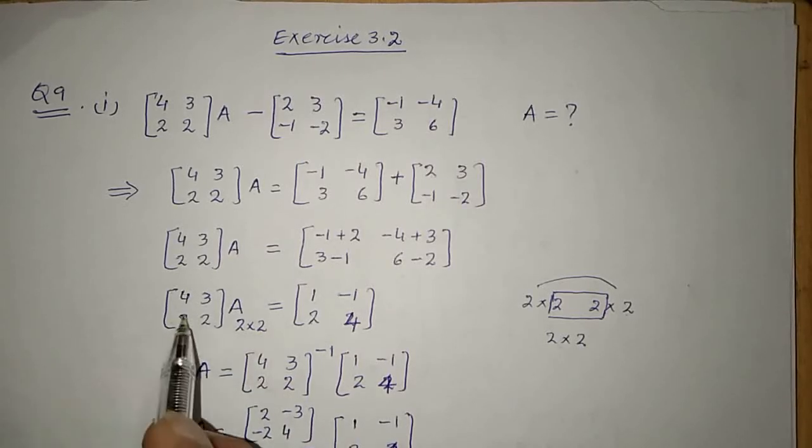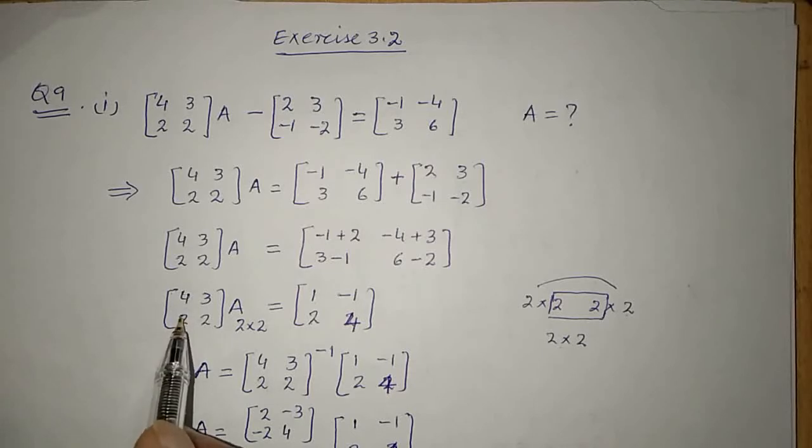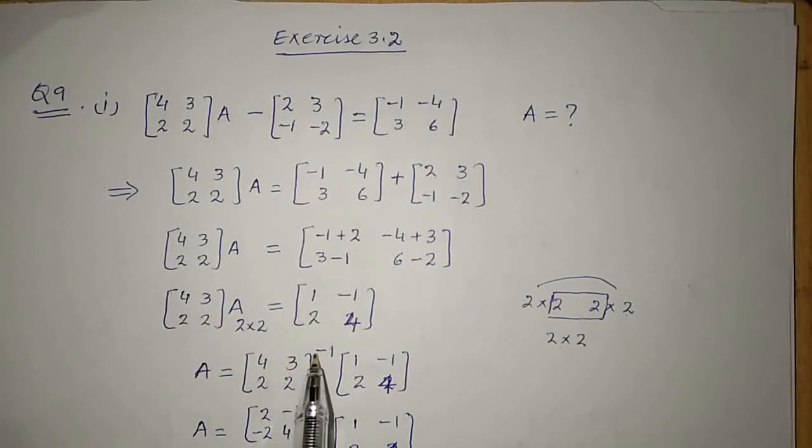Then what is A? This matrix will be taken to the right side, then it will become inverse. So the inverse of this matrix, 4 3 2 2, inverse. This is 4 3 2 2. When it is coming to the right, it will become the inverse of this matrix. So what is the inverse? Inverse is the adjoint of this matrix divided by the determinant of this matrix.